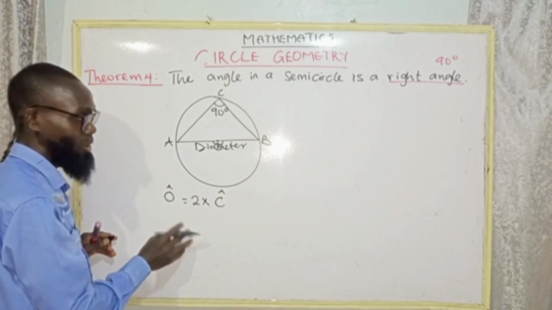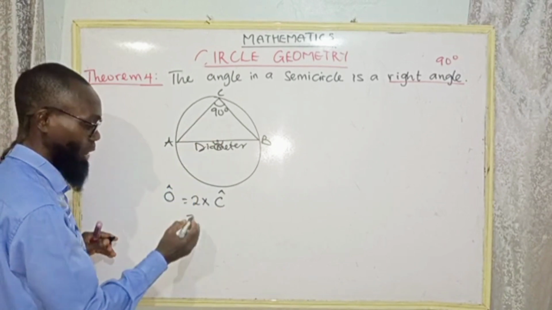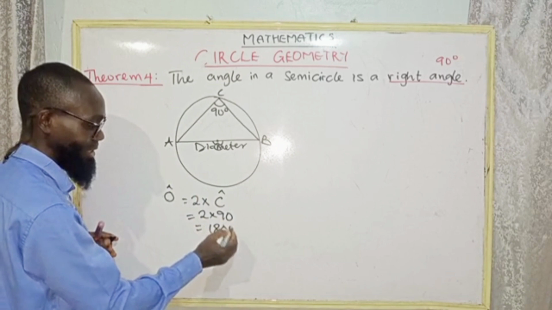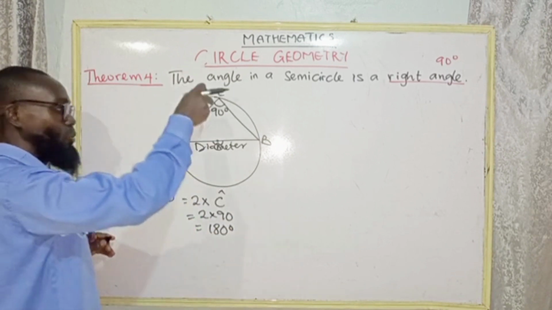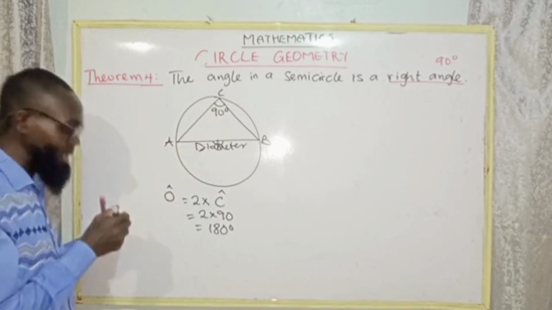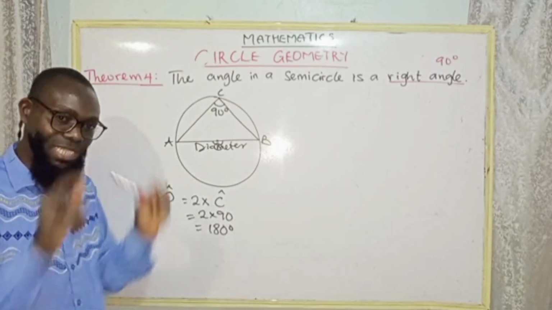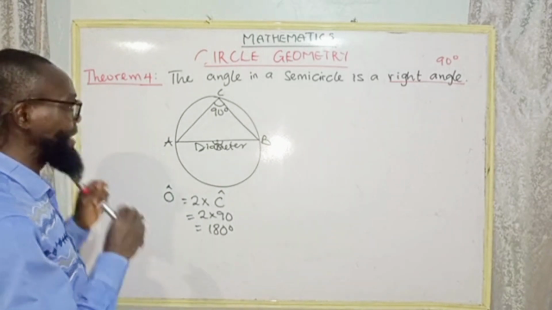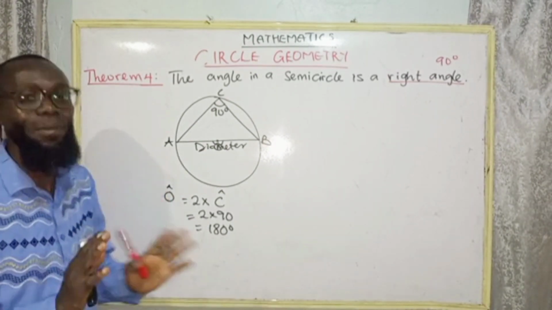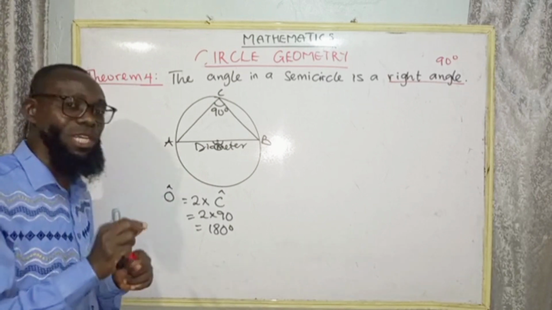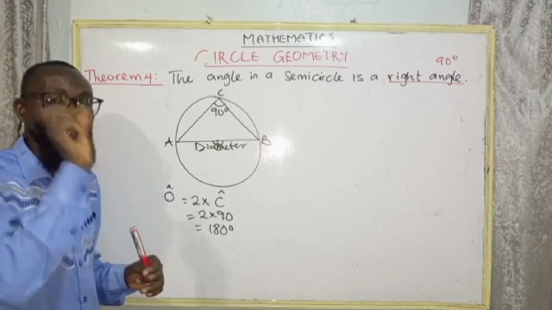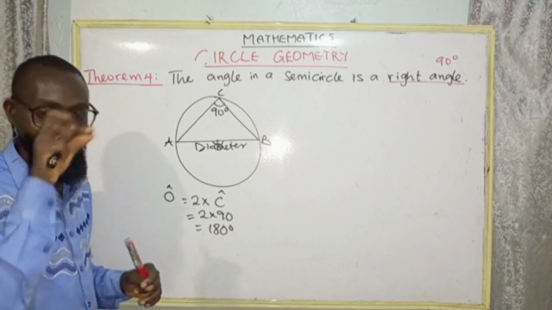Do you understand it now? 2 multiplied by what? Angle C, which is what? 2 multiplied by 90. That is 180 degrees. So to now get our angle C, it is going to be half of 180, which is what? 90 degrees. So anytime you are given a circle and a line dividing the circle into two equal parts, that line is a diameter. That is the first thing. The second one is that the angle formed by that line must be equal to 90 degrees.